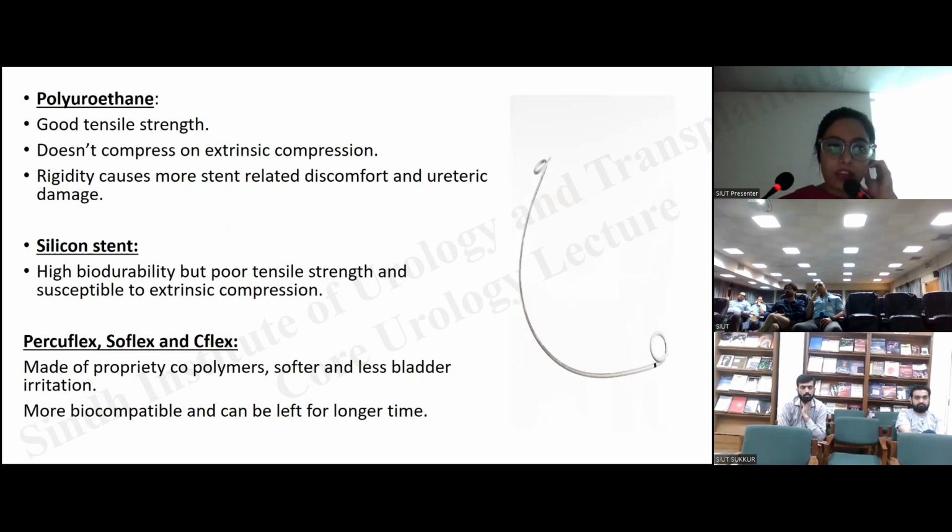Polyurethane polymers have good tensile strength. It doesn't compress on extrinsic compression. Its rigidity causes more stent-related discomfort and ureteric damage. A silicone stent is highly biodurable. It has high biodurability but has poor tensile strength and is susceptible to extrinsic compression.